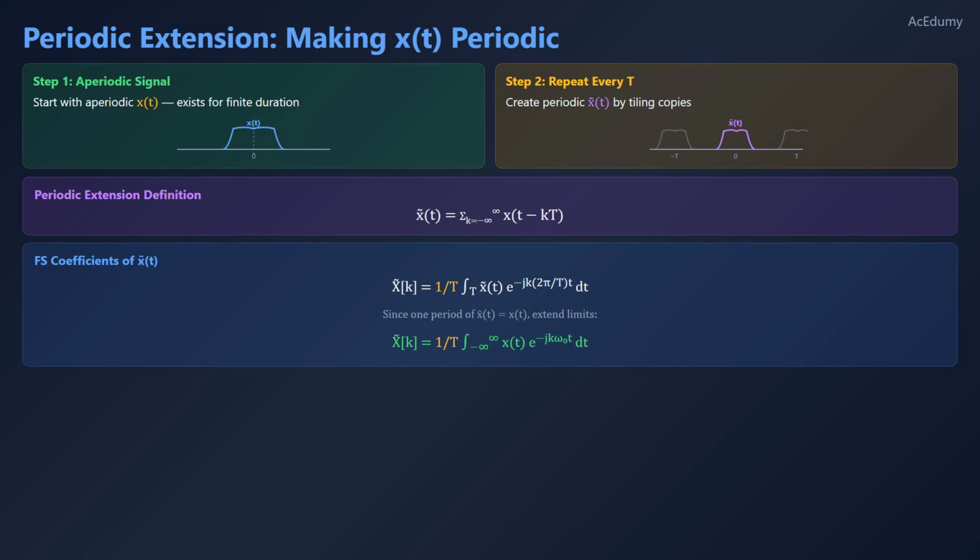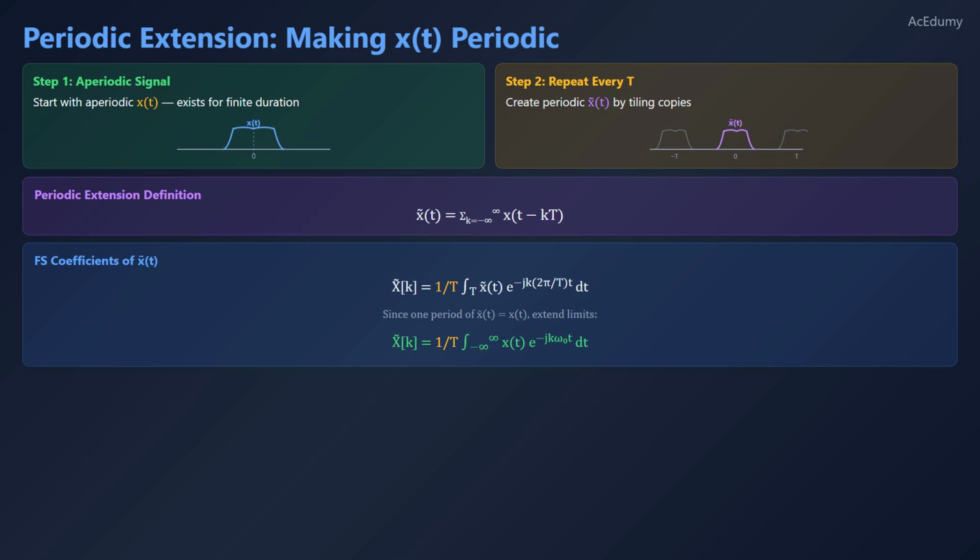Since x̃ is periodic with period T, we can apply Fourier series to it. The FS coefficients are x̃[k] equals 1 over T times the integral over one period of x̃(t) times e to the minus jk 2π over T t dt.